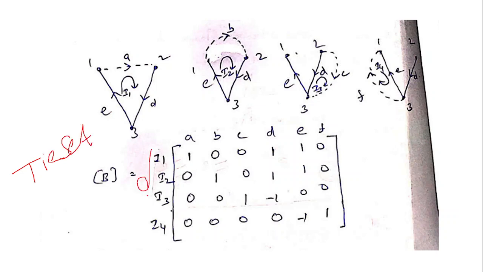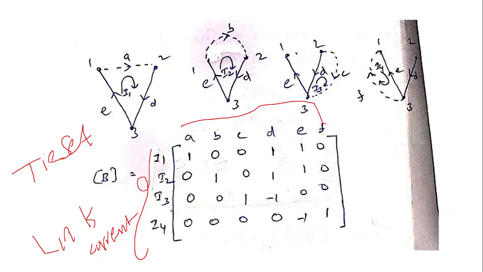If it is a tie set, the link currents will be written in the rows and the branches can be written in the columns. I have just considered the tree and drawn a link. So I consider a tree and draw a link.